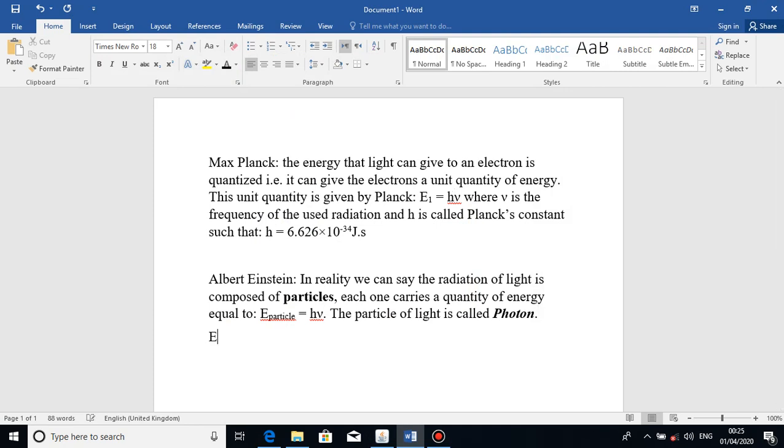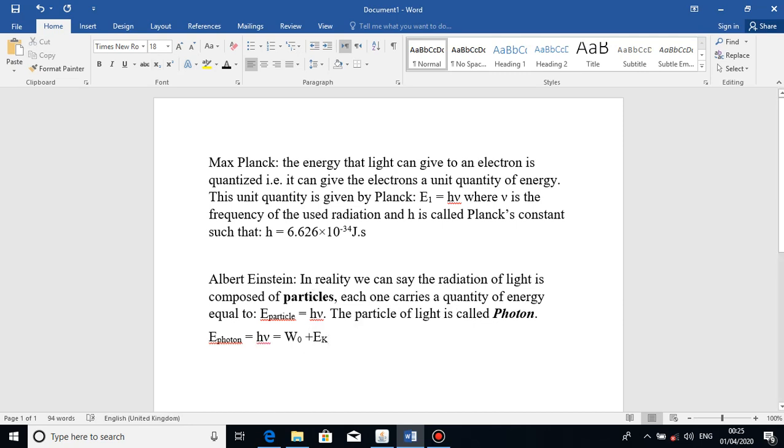E, which is the energy of a photon, is equal to h nu. This energy is equal to W0, which we will call work function, plus the remaining, which is EK of the electron.